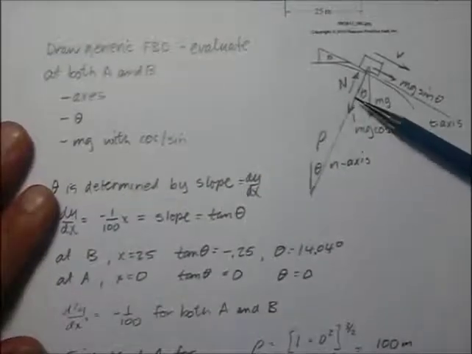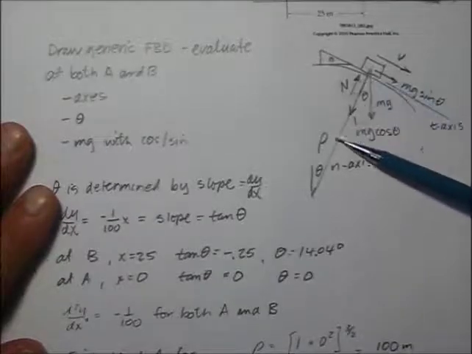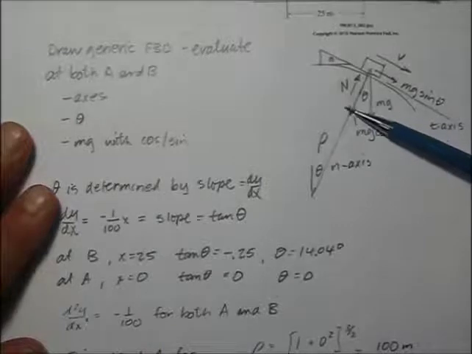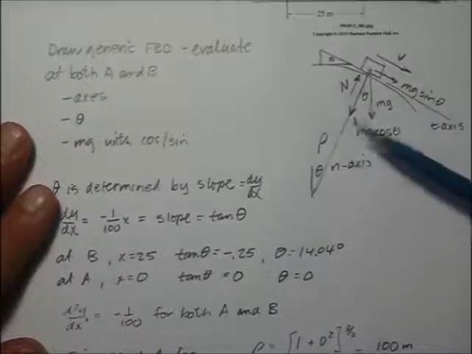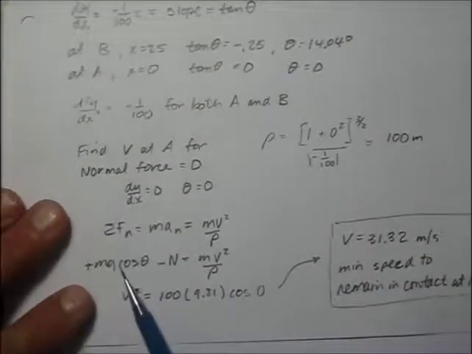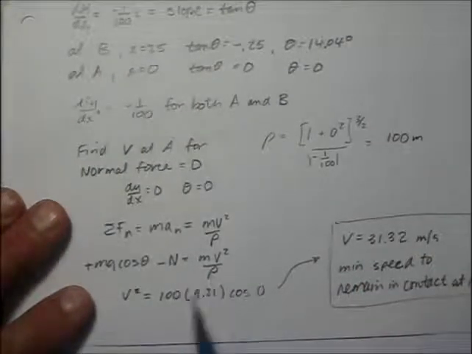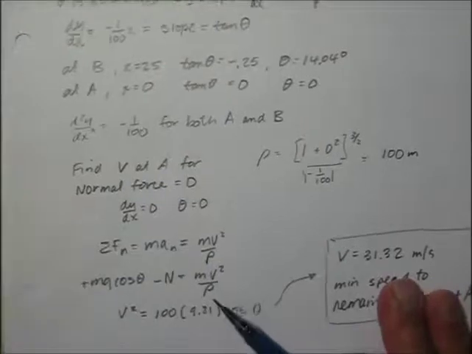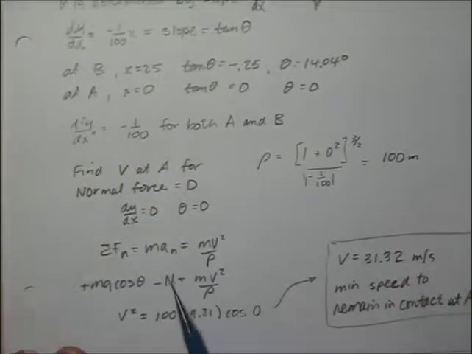Well, in the positive normal direction, the positive normal goes straight down. That's going to be mg cosine theta, positive, and then the normal force is going opposite of my positive axis. So I'm going to say that we got positive mg cosine theta minus normal force is equal to mv squared over rho. In this particular case, again, the normal force is equal to 0.